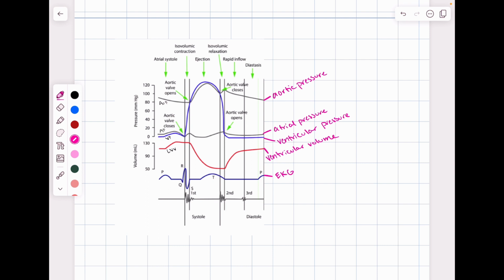So the ventricular volume is going to decrease as the blood leaves, and that's when we're going to see the peak in the ventricular pressure, right? Because we want the aortic valve to open.